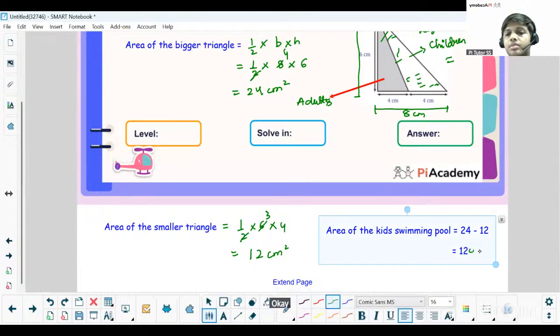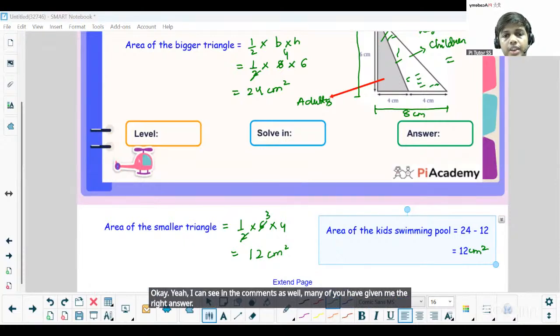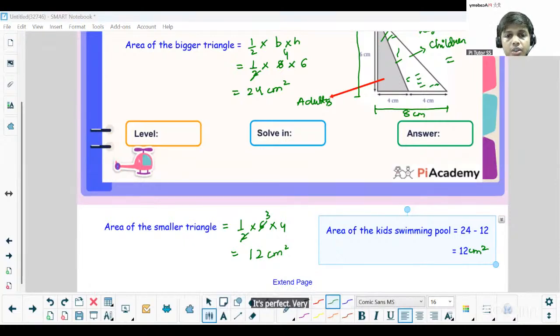Okay. Yeah, I can see in the comments as well, many of you have given me the right answer. Yes, perfect. Very good, Adit. Very good, V. Very good, Teja. Very good, Shikhar. Great. I think all of you have answered this one correctly.